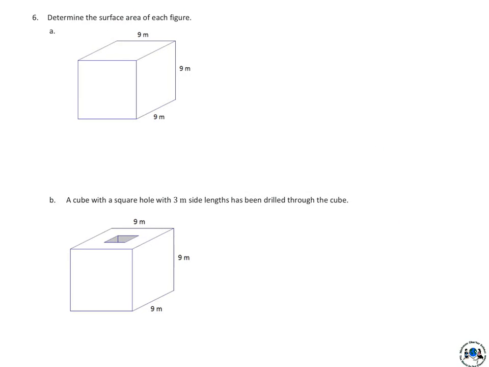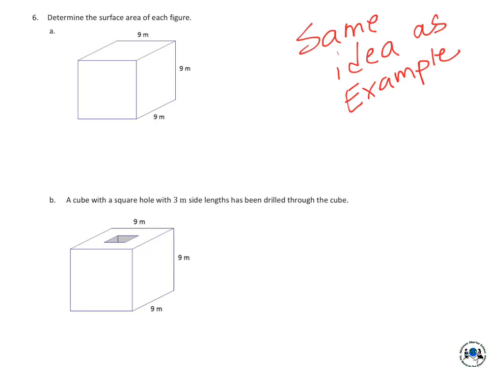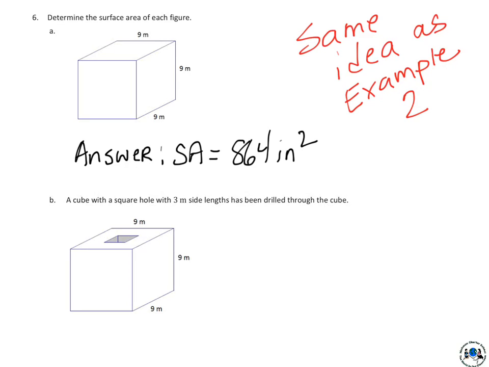Here we go. We're moving on to this one here. This next one, of course, boy, these two look really familiar, don't they? So we are calling this the same idea as example 2. This A and B here, they are the same idea. And again, like I said before, I'll only give you the answers here. The answer to this one, this cube, very simple: a bunch of 6 9 by 9 faces gives us a total of 864 square inches.